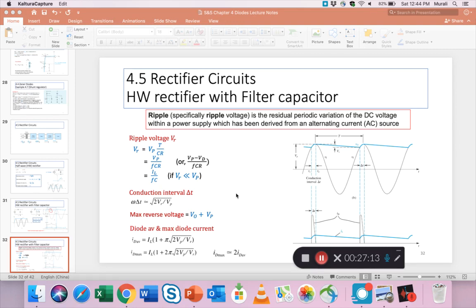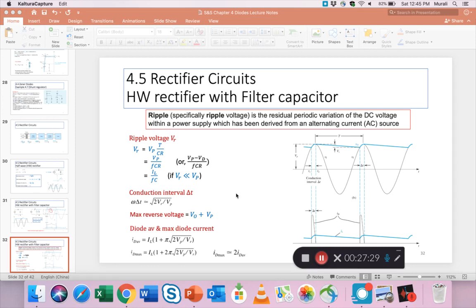So if the max reverse voltage, let's say, is 20 and you apply a safety factor of 1.5, then 1.5 times 20 is 30, so then you say the PIV is 30. Okay, so we'll do some problems and you'll become more exposed to that.